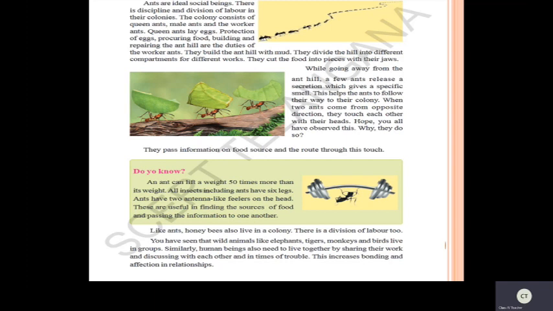This increases bonding and affection in relationships. Yes, children, not only at home, but also in our society, in the friend circle and in the working place, we can increase the bonding and affection in relationships. We have to follow this, children.